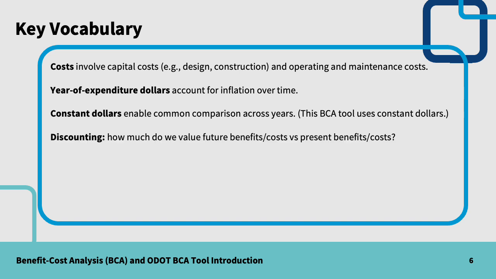Another concept related to multi-year benefit cost calculations is discounting. Discounting allows us to give greater weight to benefits and costs that occur closer to the present. In other words, to what extent do we discount future benefits and costs? This tool applies a standard US DOT discount rate year over year to help us calculate a project's costs and benefits in their present value.